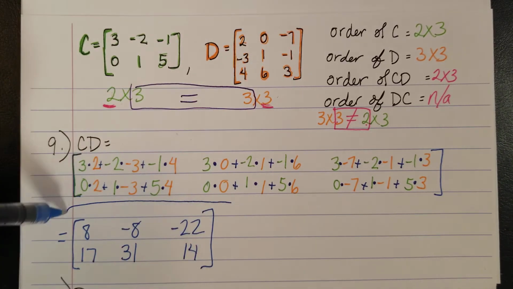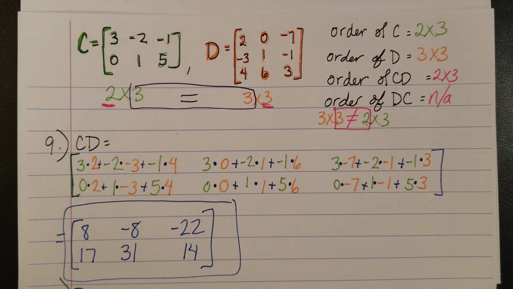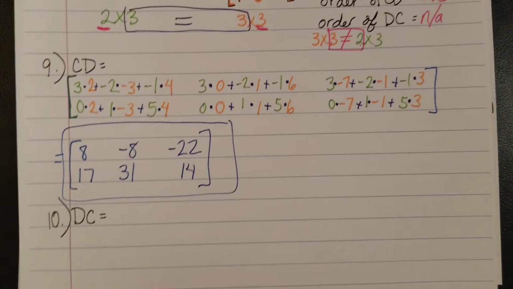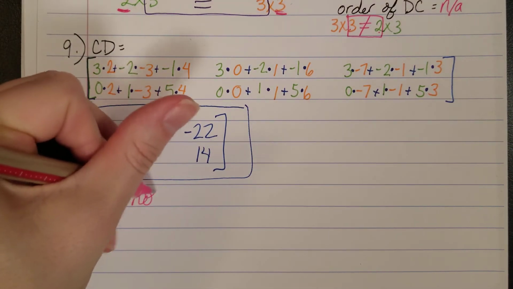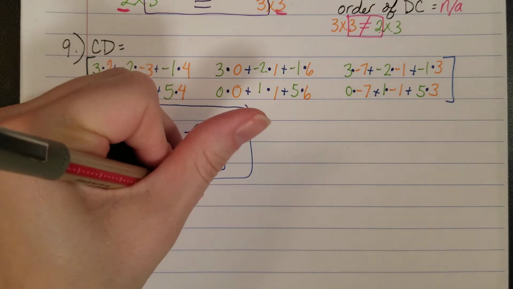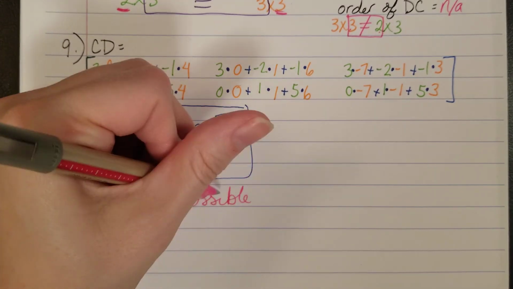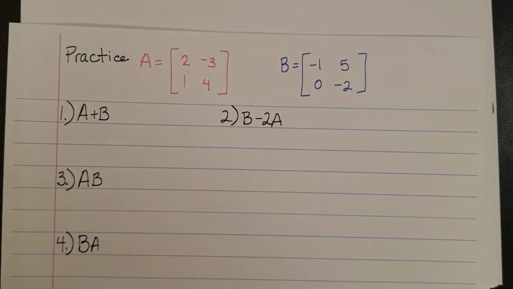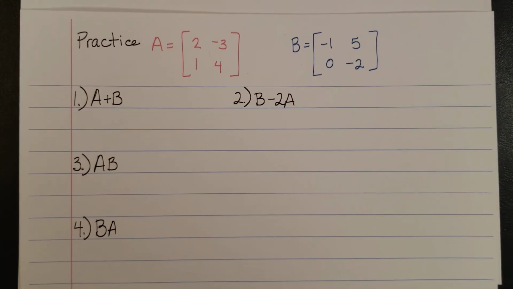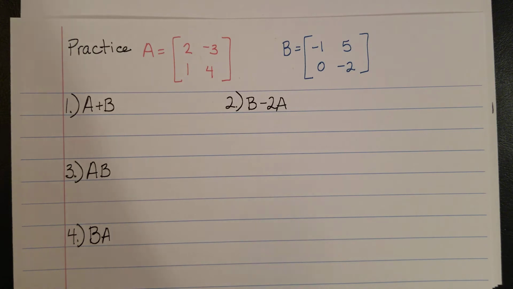All right. And so that would be it. And then, as we said, D times C is not possible. Alrighty, that's basically it. Sorry about that. I did have a page on here for practice problems, and so I thought, what the hey, I'll go ahead and just do this page as well.